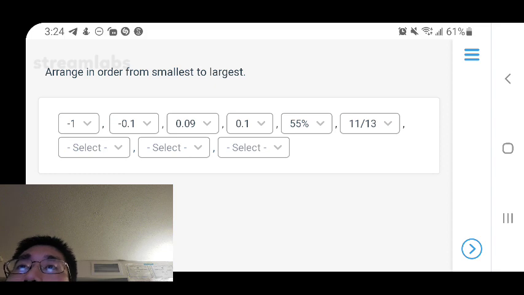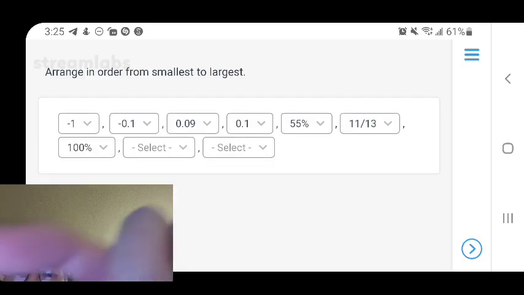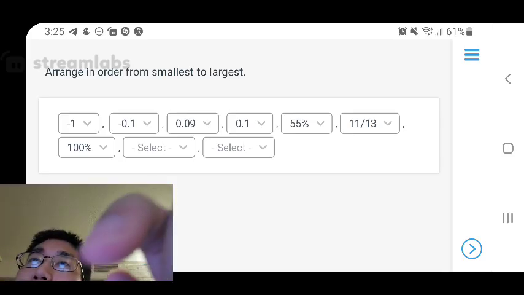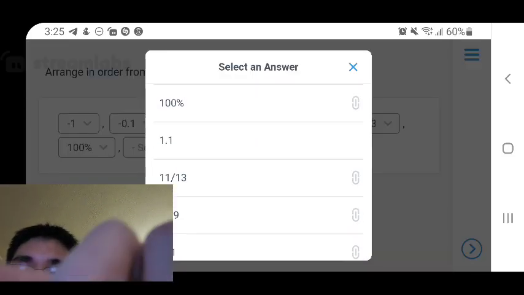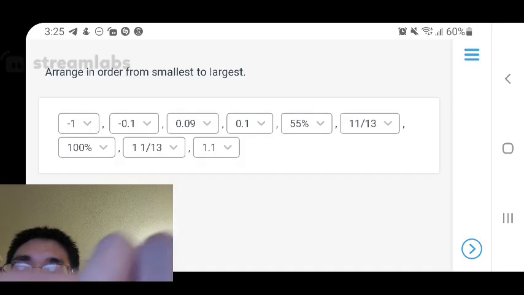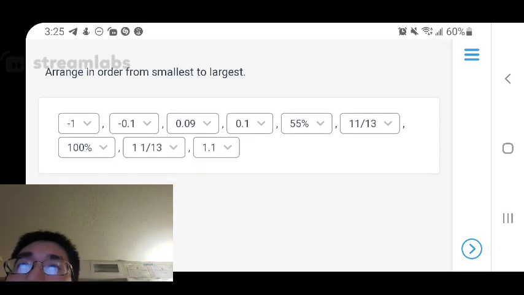And then 100% is 1. And then 1 and 1 out of 13 is 1.07, so that should be the next one. And then 1.1 is the most. Can you do that? Yep. Double check if I input it right here. Okay.